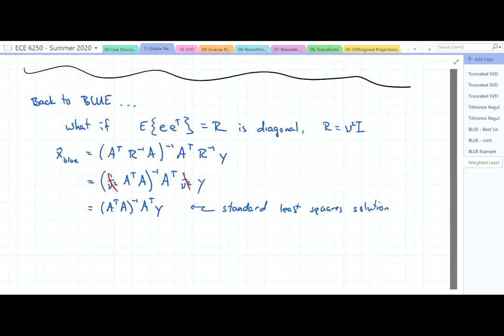Okay, we're next going to talk about ways to efficiently compute our least squares solutions. So see you at next lecture.